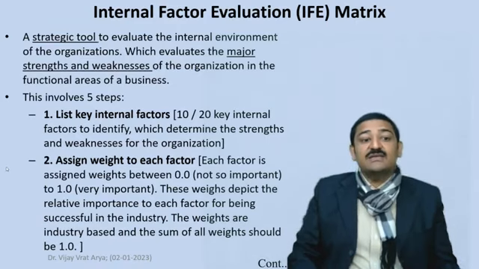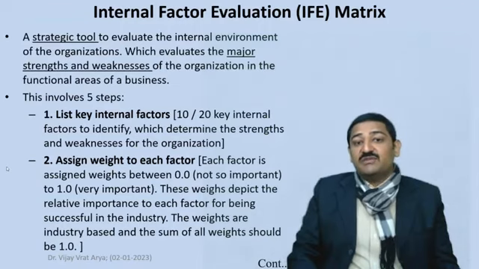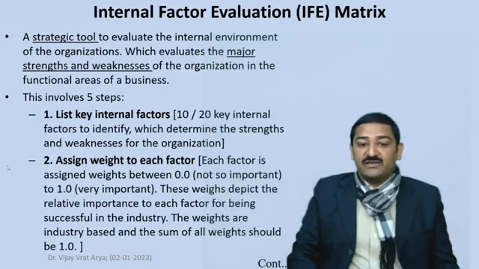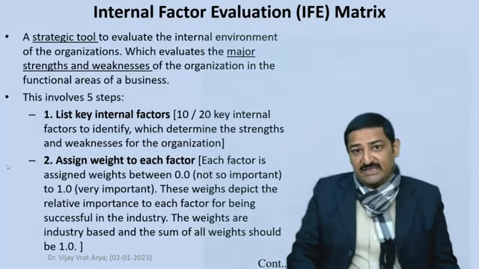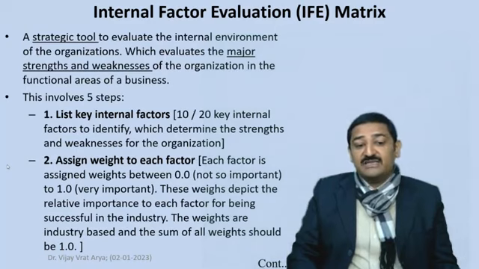The second step is to assign weight to each factor, which can be in a range of 0 to 1, where 0 is not so important and 1 is very important. These weights depict the relative importance of each factor for being successful in the industry. The weights are industry based, and the sum of all weights should be equal to 1.